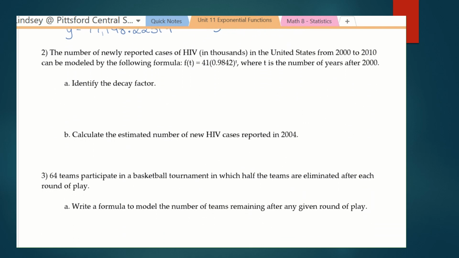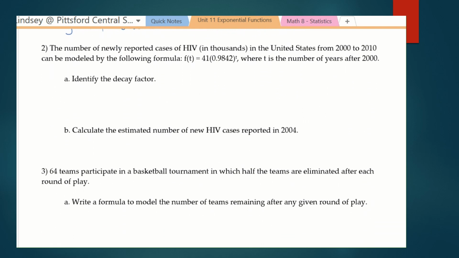Okay, so let's keep going. The number of newly reported cases of HIV in thousands in the United States from 2000 to 2010 can be modeled by the following formula. F of t equals 41 times 0.9842 raised to the power of t. So remember that f of t represents function notation, so don't be nervous about it. F of t is just saying the function of t. So based on a certain t value, here's what we're going to get.